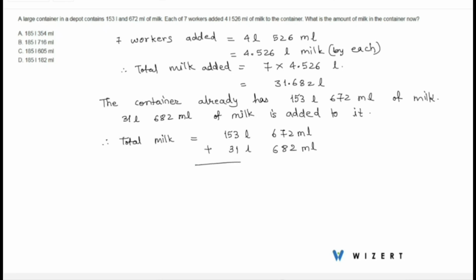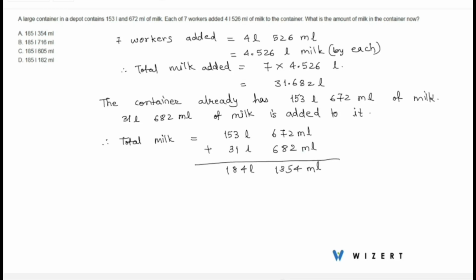So let's add this. Milliliters will be added to milliliters. So 2 plus 2 is 4, 7 plus 7 is 14, 14 plus 1 is 15. So 7 plus 8 is 15. 6 plus 6 is 12, 12 plus 1 is 13. So 1354 milliliters, and 3 plus 1 is 4, 5 plus 3 is 8, 1, 184 liters.